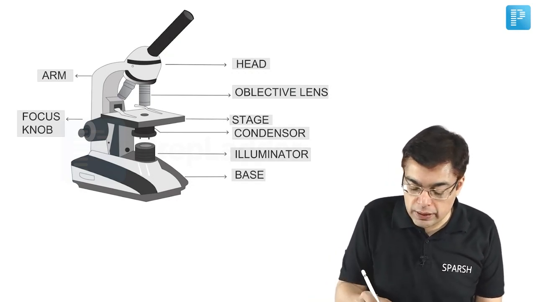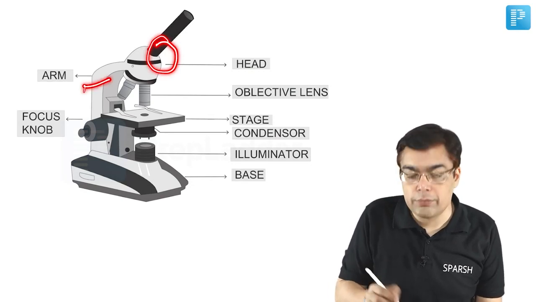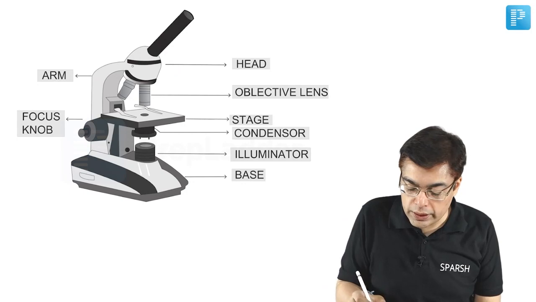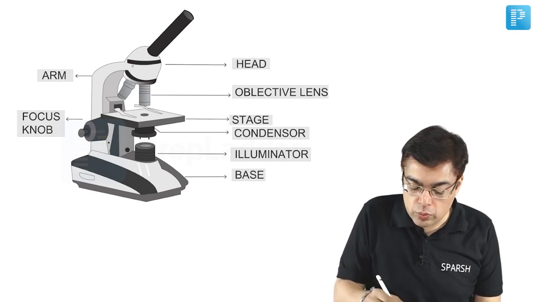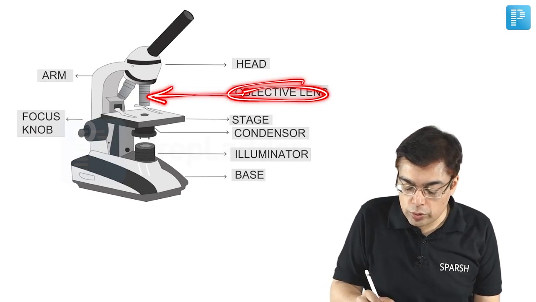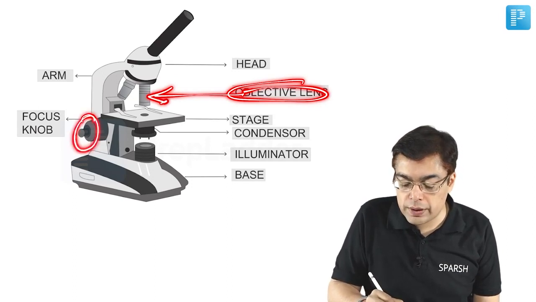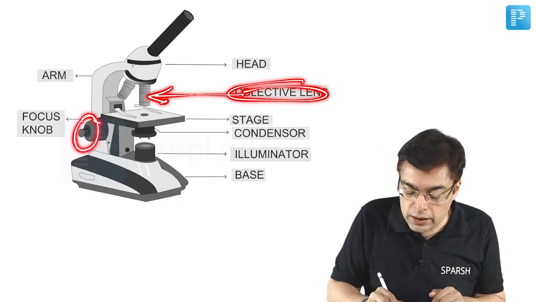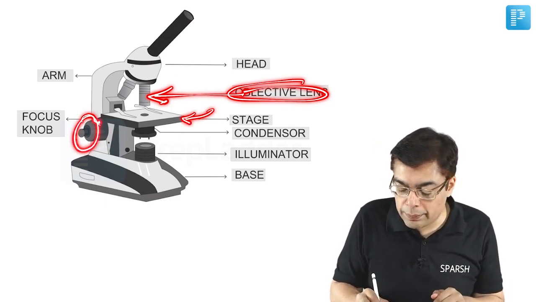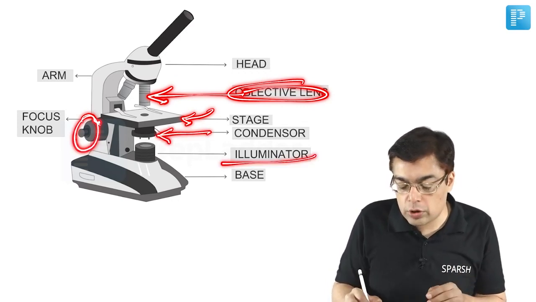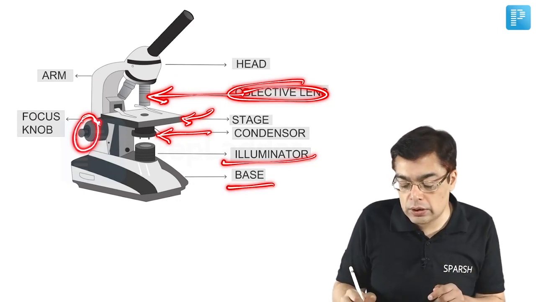So this is going to be the head, as we understand. This is going to be the arm from where you pick it up, of course being cautious that you do not let it fall. There is the objective lens over here. You have the focus knob, which is altered by you so as to have a better resolution of what is present in your slide. This is the stage where you keep your slide. This is the condenser, and the light comes from below. That is the illuminator, of course. The microscope rests on the base.